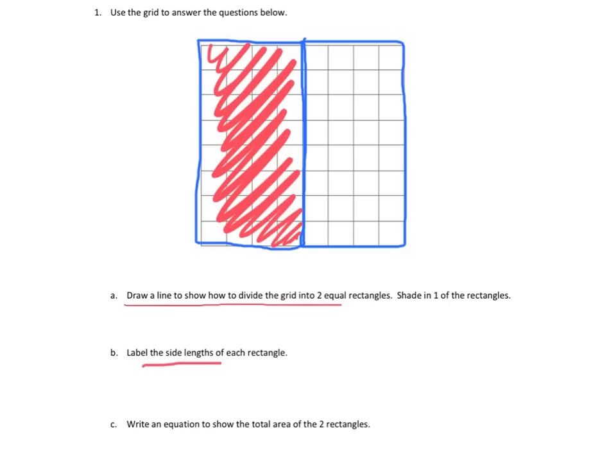Okay, step B. Label the side lengths of each rectangle. So this first rectangle on the left, the side lengths, let's see, this is 1, 2, 3, 4, 5, 6, 7, 8 by 1, 2, 3, 4. So that's 8 by 4. All right.